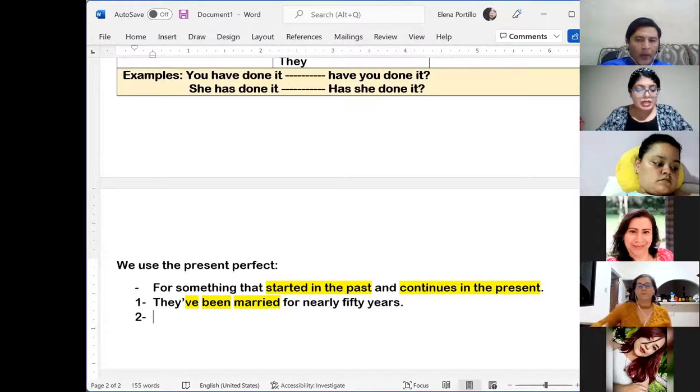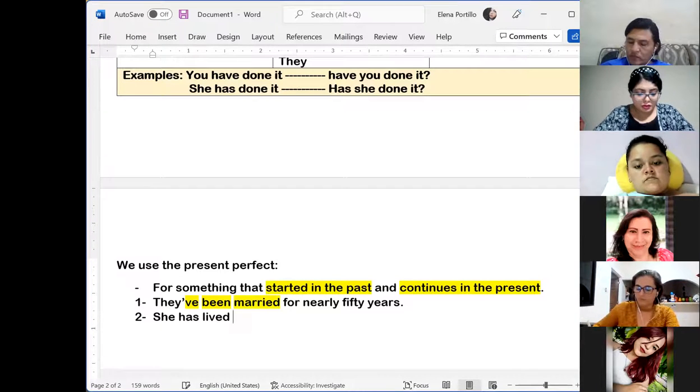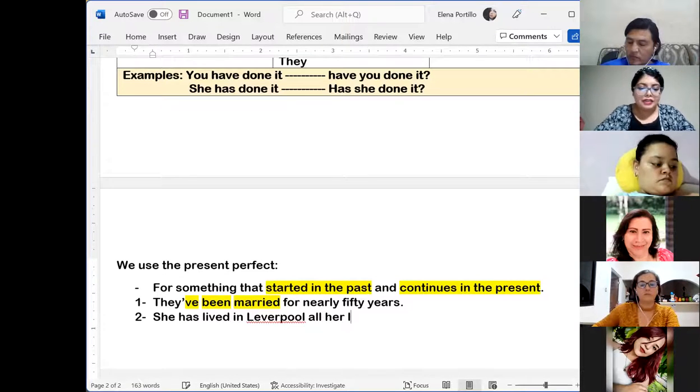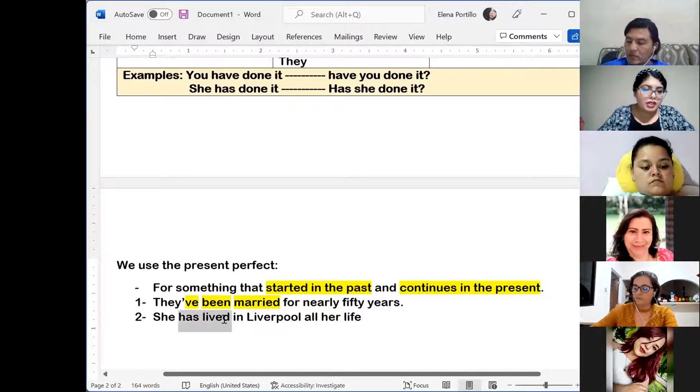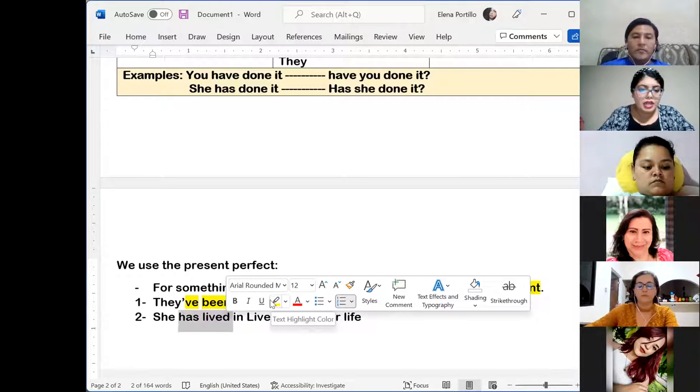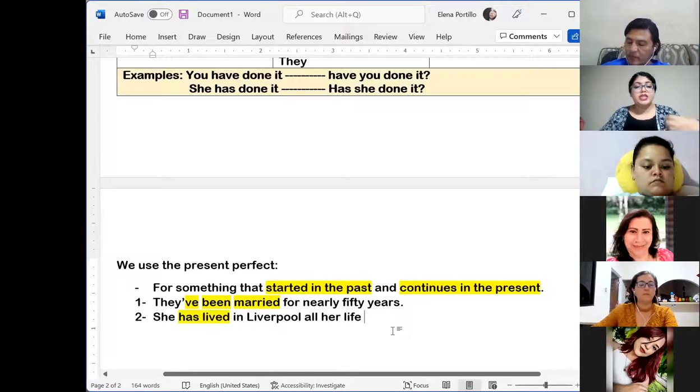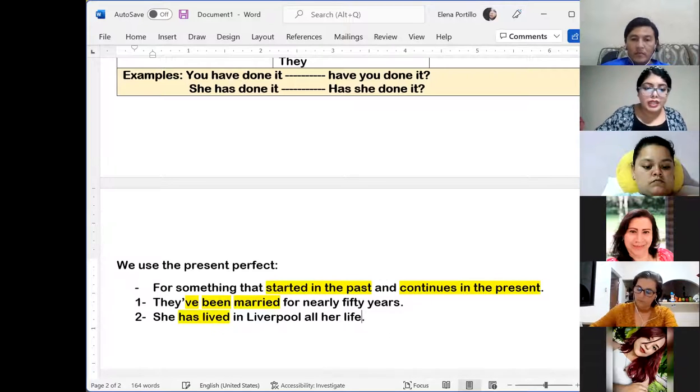Number two, she has lived in Liverpool all her life. Okay, she has lived. We have here the structure: has and the verb. She has lived in Liverpool all her life. Ella ha vivido en Liverpool toda su vida.